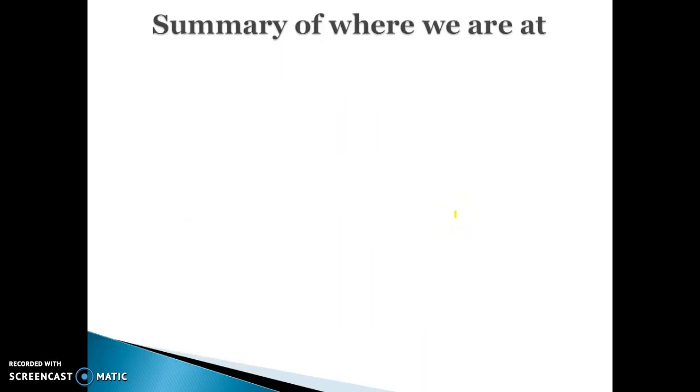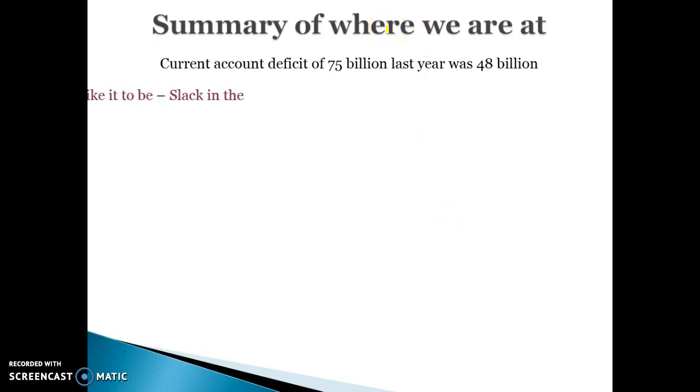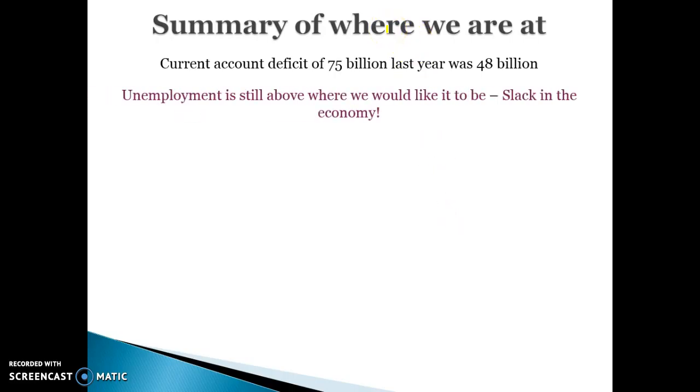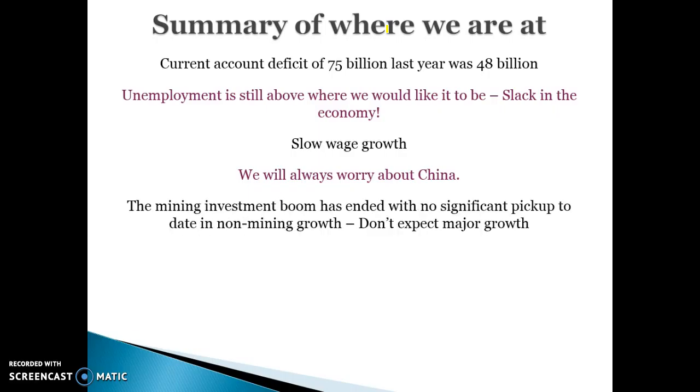So to sum up where we're at the moment, the current account deficit is really high at the moment, and that's due to our lack of export income that we're receiving at the moment, and we'll discuss that a little bit later. I'm not going to go into detail about the current account. Unemployment is still above where we'd like it to be. There's slow wage growth. China's starting to slow down, and that's reducing demand for our commodities. The mining investment boom has ended.